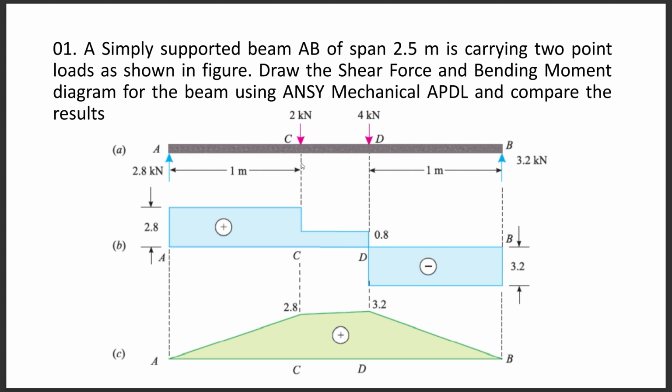We are considering the beam to have a square cross section with breadth equal to 0.01 meter and depth also 0.01 meter. The material has a modulus of elasticity of 2 into 10 to the 11 Newton per meter square and a Poisson's ratio of 0.3. We don't require density for this analysis. So let us start the finite element analysis using ANSYS Mechanical APDL.